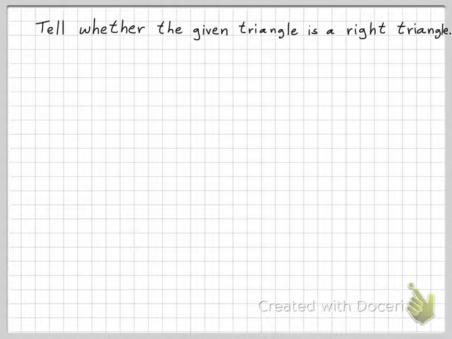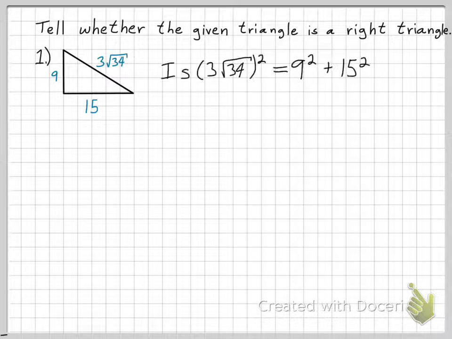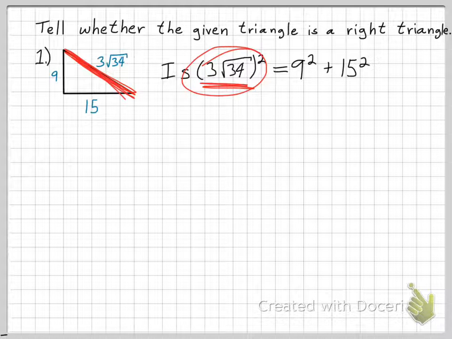Tell whether the given triangle is a right triangle. And here's my given triangle. We want to find out if this triangle is a right triangle. So we use this equation: is 3 root 34 quantity squared equal to 9 squared plus 15 squared? Keeping in mind that this 3 root 34 must be considered the c. It has to be the one out here all by itself because 3 root 34 is the longest side. And so if this was a right triangle, then this would be our hypotenuse. So it has to be 3 root 34 quantity squared is equal to the 9 squared plus the 15 squared on the other side.